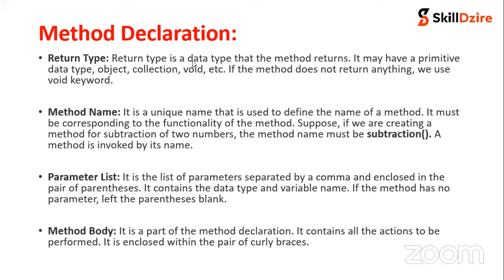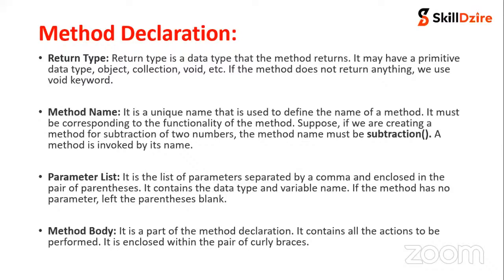Yeah, so the next component is the return type. Return type is the type of data that your method is going to return. If your method is not going to return anything, you cannot leave it empty. You have to mention the void keyword there. The void keyword specifies that this method is not returning anything.